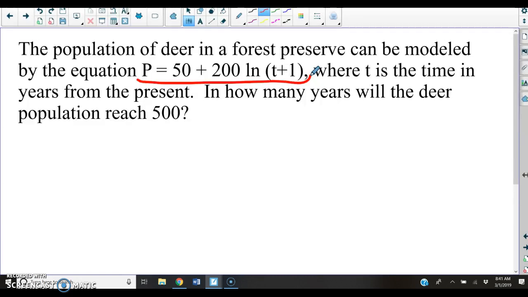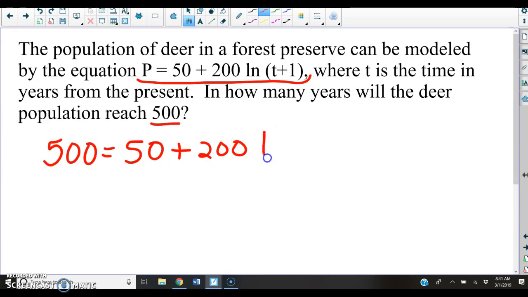Okay, this one happens to be for the game and fish department. So they're saying, okay, we got a population of deer in a forest preserve, and we feed them, and they are just going places. They're booming. So they're asking, when will the population reach 500? By the way, then they're going to open the gates and let the wolves in, so you don't have to worry. So when we do this, put the 500 in for the population, you only have one unknown.